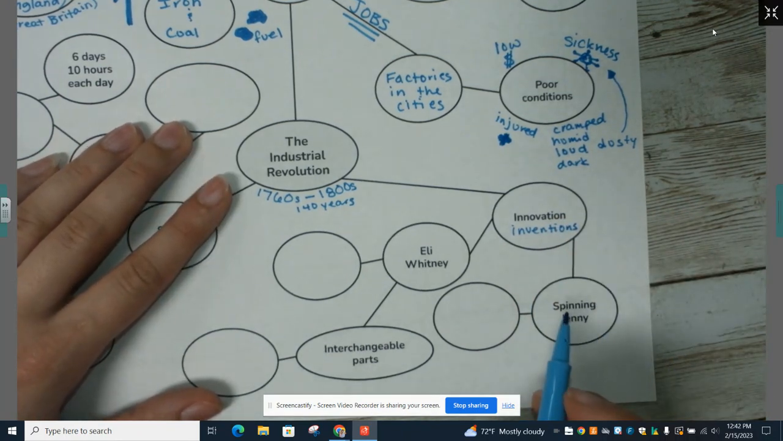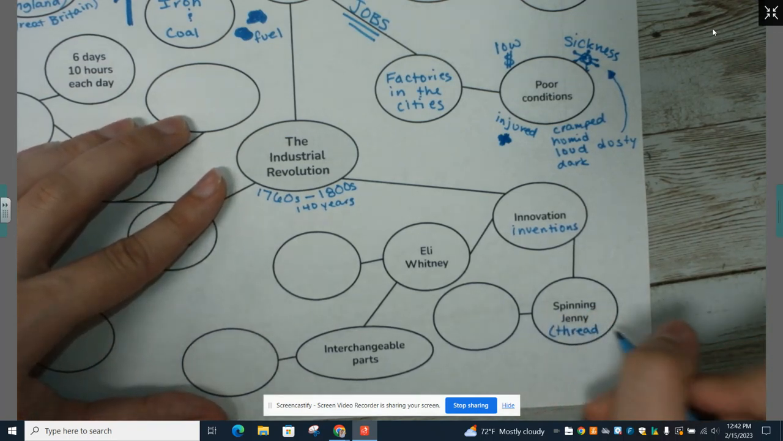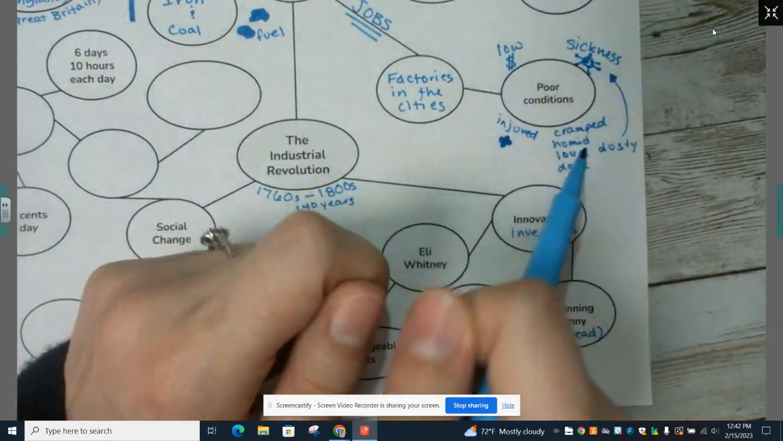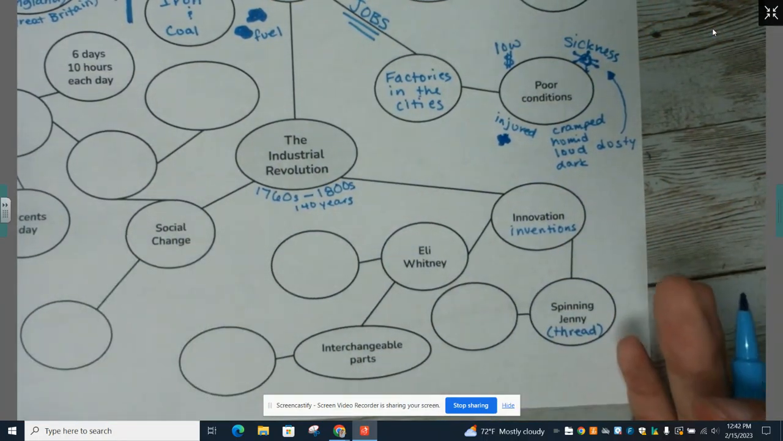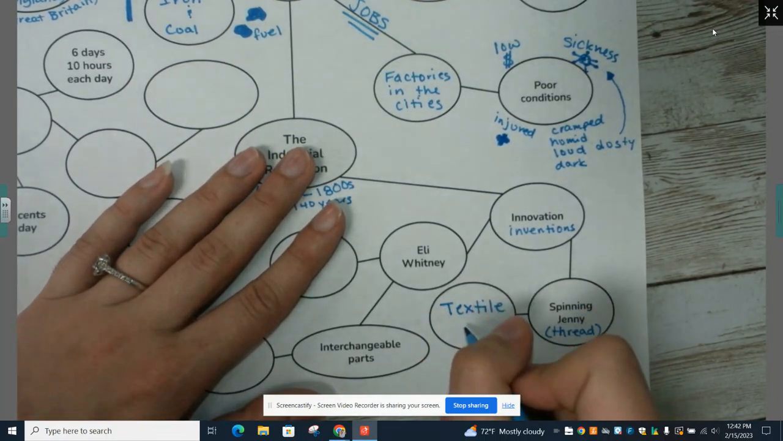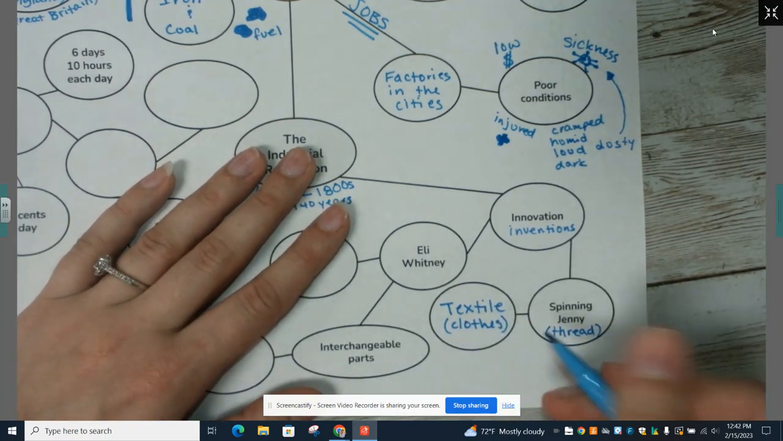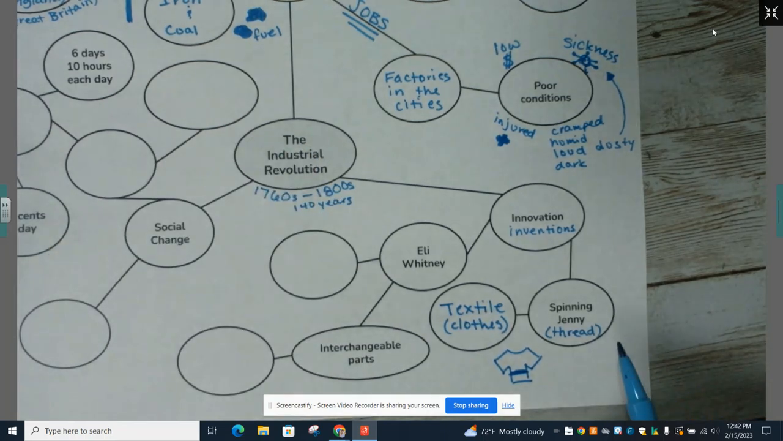First one was the spinning jenny, which basically made it possible to make a ton of thread all at once. So instead of just one person sitting there making a whole spool of thread or yarn, you could have like 10 at a time being done at the same time. And that led to a major growth of the textile industry, which is basically just a fancy word for clothes. Okay, so you had t-shirts being made like crazy. Well, not t-shirts specifically, but clothes.